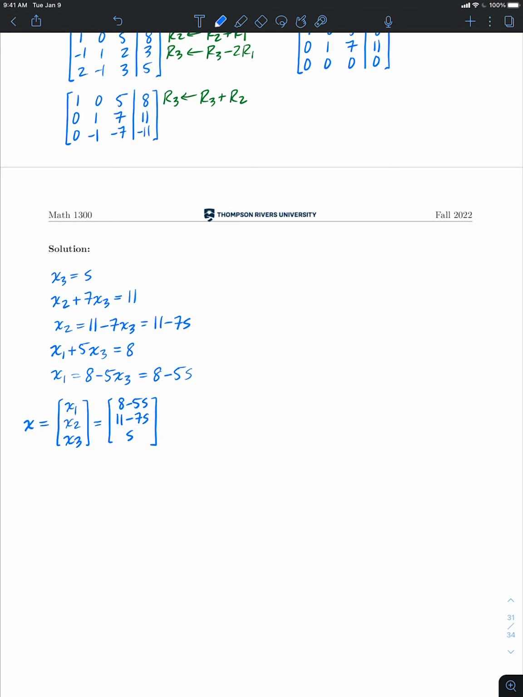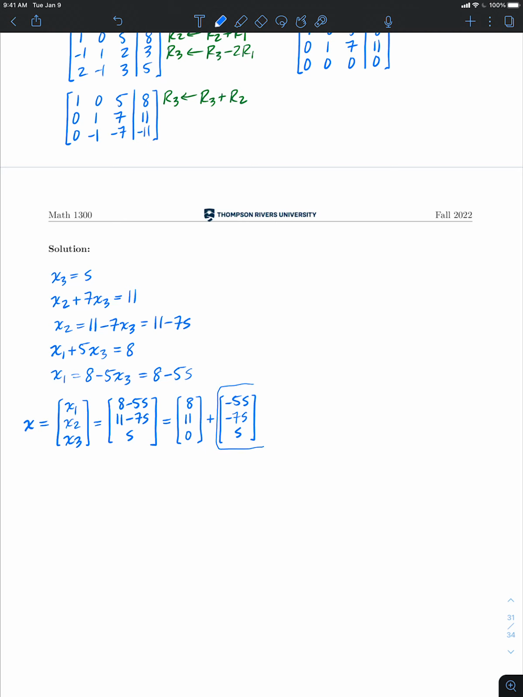We can split this up into the sum of two separate vectors. I'm going to take one vector with all the constants, the parts that are independent of s, and then I'll take another vector that has all the terms that are dependent on s. So I get negative 5s, negative 7s, and then s. That's certainly true. If you think about the definition of vector addition, and you add those two vectors together, you're going to get this vector. So that's certainly correct.